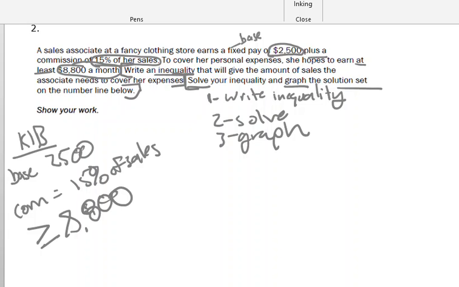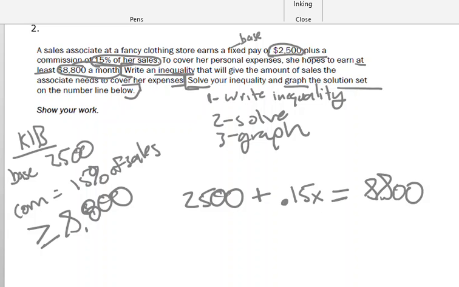Okay, so I'm going to first set up my inequality. I have 2,500 plus the 15% of her sales, so 0.15x, okay, is at least 8,800. Okay, so in this inequality, the 2,500 is the base pay.